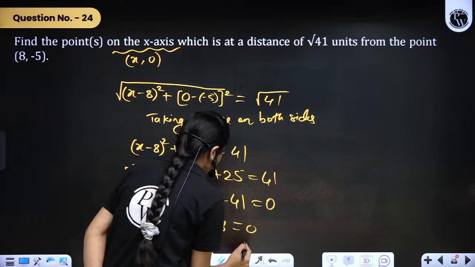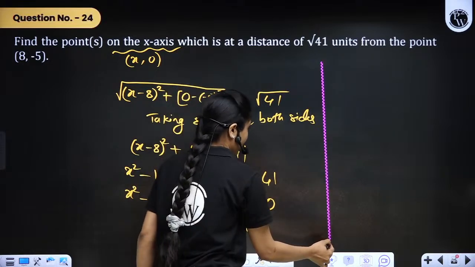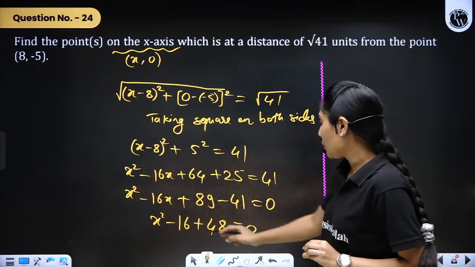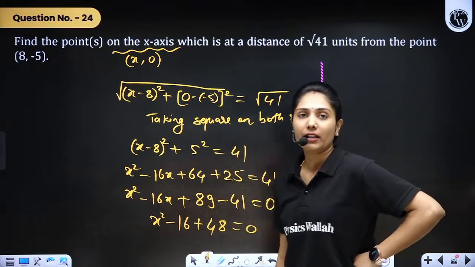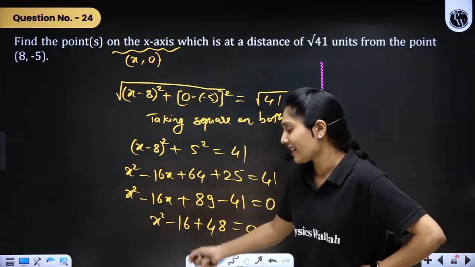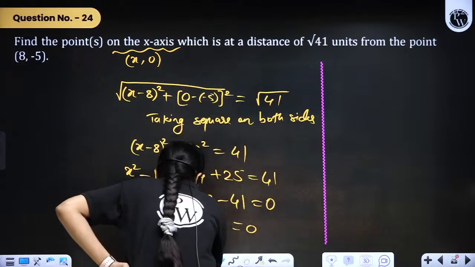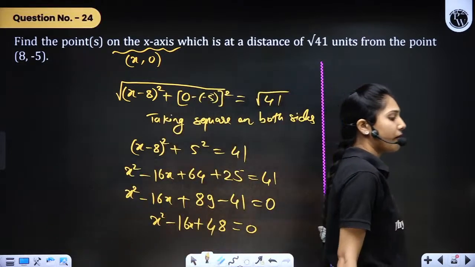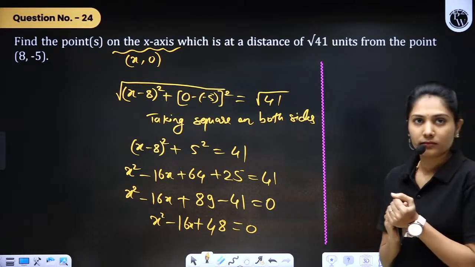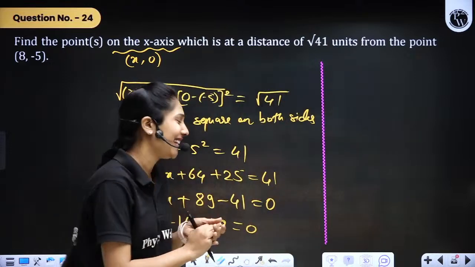Now, tell me what are the factors of 48? The factors of 48, by adding them, we should get minus 16. Okay. Factors of 48, if we add those factors, we should get minus 16. So what are those factors? Tell me. What are those factors, beta? Twelve and 4. Yes, absolutely.